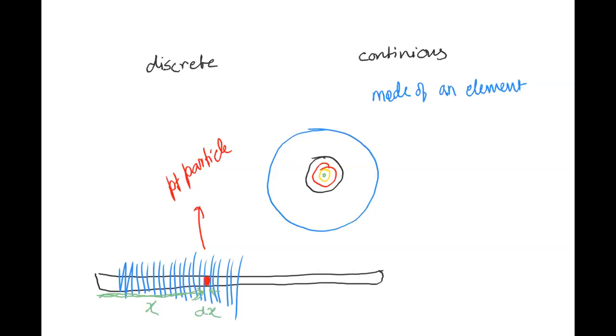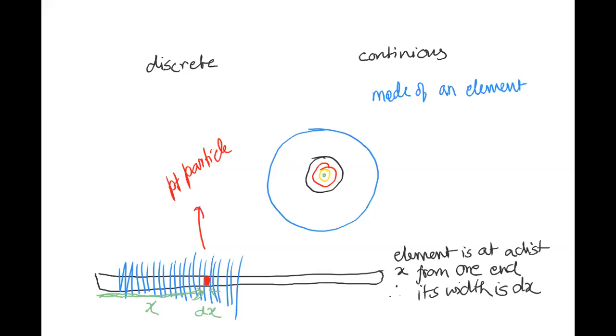The statement is that element is at a distance x from one end, therefore its width is dx. It's very important to have the same variable. You can't choose another variable. You can't say the element is at a distance of L from one end and therefore its width is dy. नहीं, ऐसा नहीं काम चलेगा. If it is at a distance of L from one end, then its width is dl, nothing else.